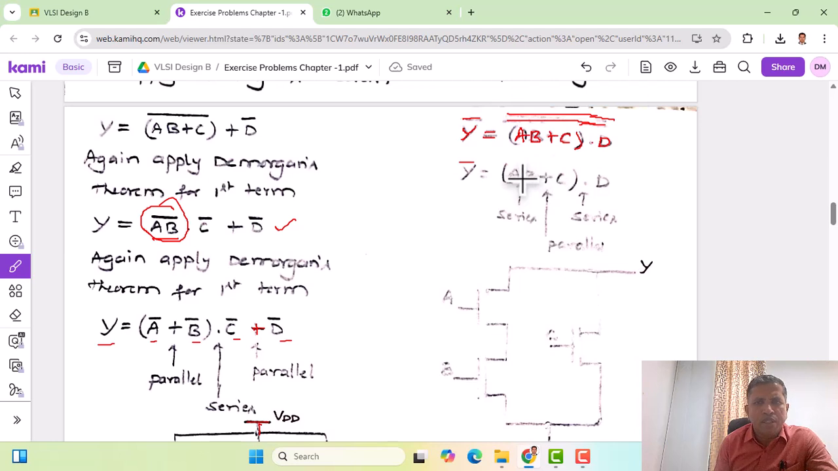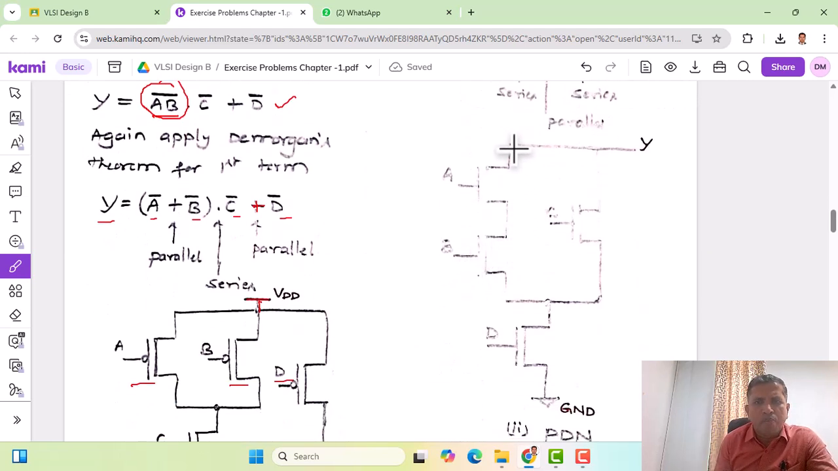So we have here a series connection between A and B, and there's a plus between AB and C, which is a parallel connection, and there is again a series connection between this term and D. So now we can realize the structure here. A and B are going to be in series, as we can see here.